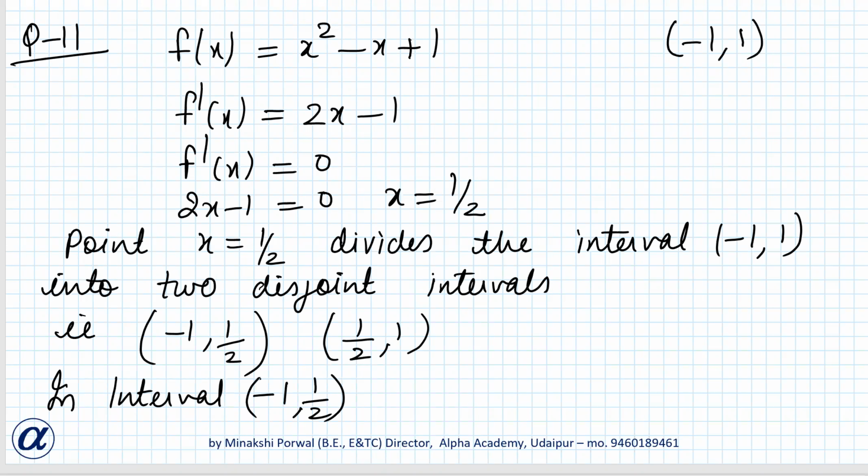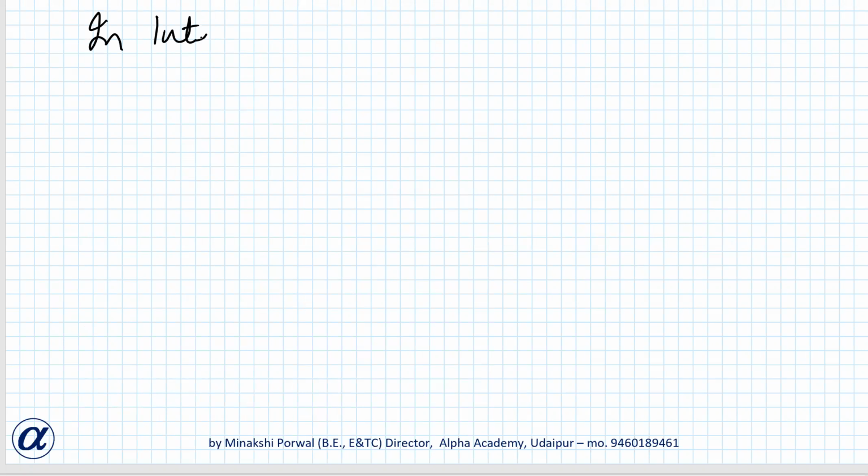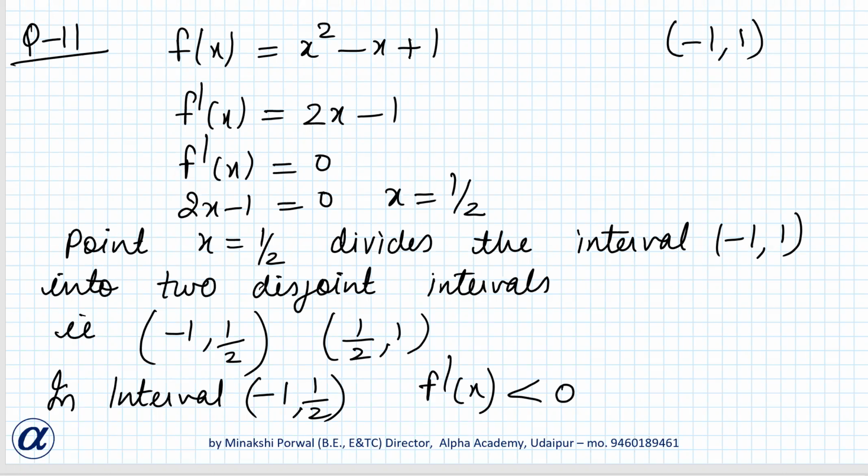So in interval -1 to 1 by 2, f dash x will be positive or negative? And in the next interval, 1 by 2 to 1, f dash x will be less than 0. This we can check actually. The next one is 1 by 2 to 1.